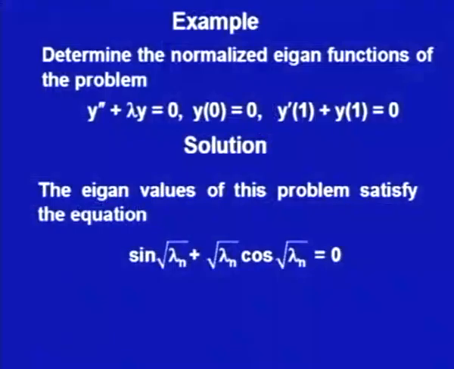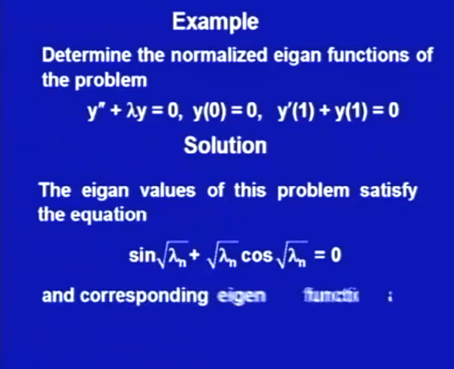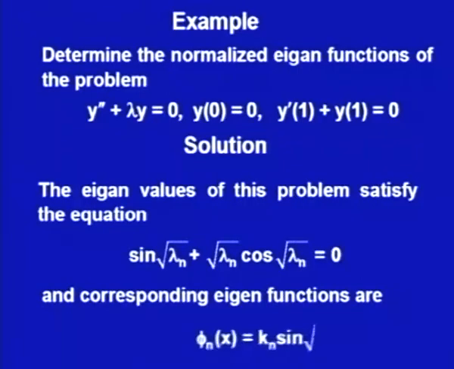those which satisfy the equation sin √λn + √λn cos √λn = 0. Those λn's form the eigenvalues of this problem. And the corresponding eigenfunctions we had also seen were of the form kn sin √λn x. Now, we have to determine the normalized eigenfunctions, that is, we have to find this kn such that the integral of kn² sin²(√λn x) dx is 1.